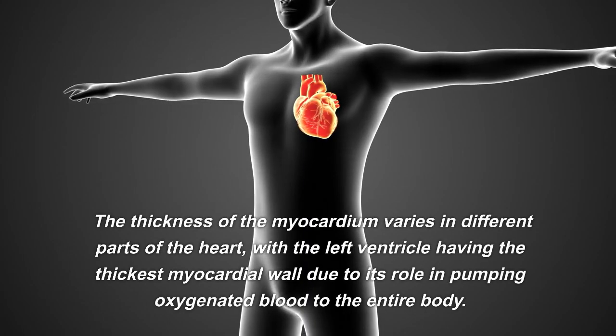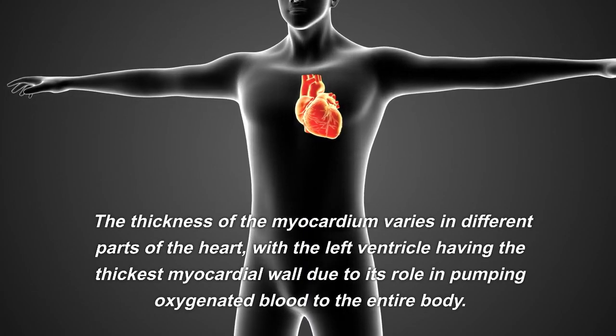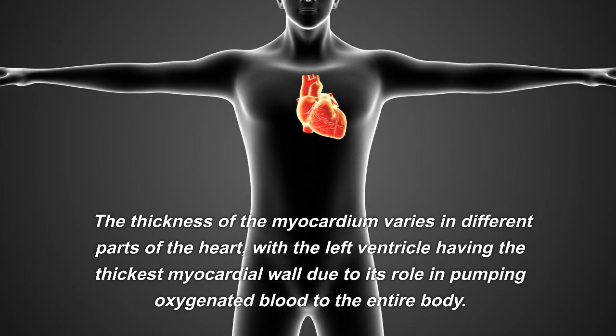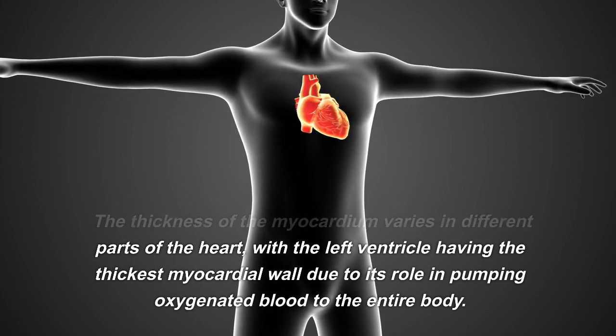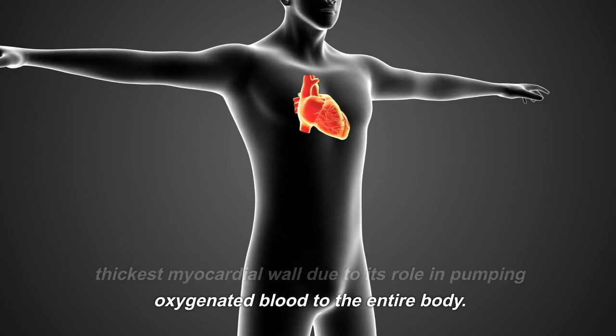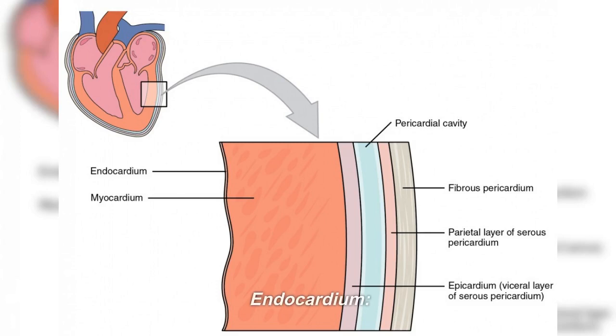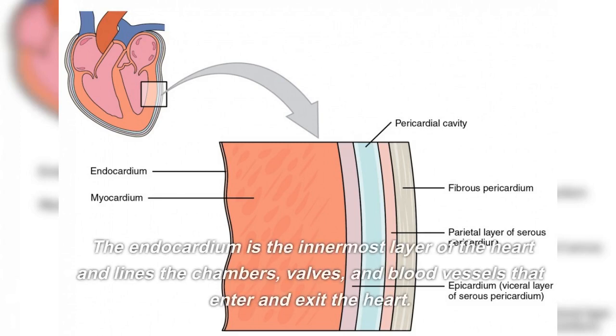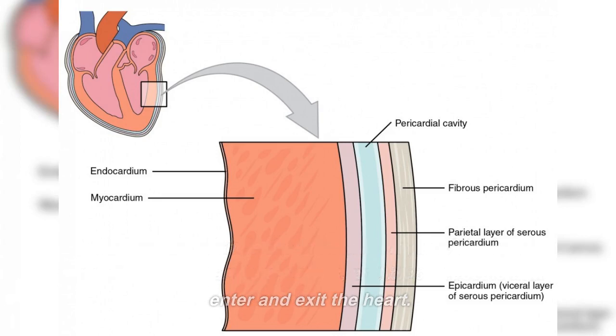The thickness of the myocardium varies in different parts of the heart, with the left ventricle having the thickest myocardial wall due to its role in pumping oxygenated blood to the entire body. Endocardium. The endocardium is the innermost layer of the heart and lines the chambers, valves, and blood vessels that enter and exit the heart.